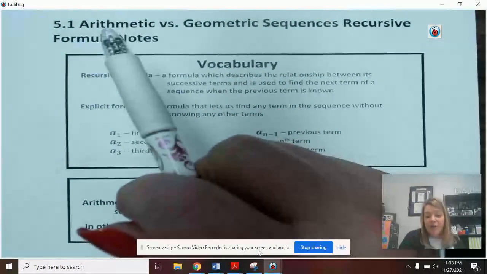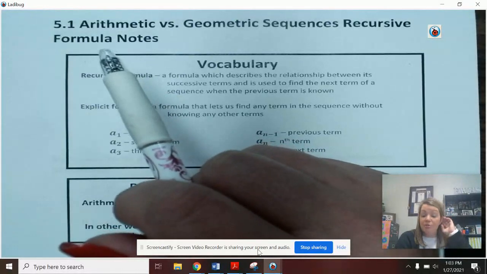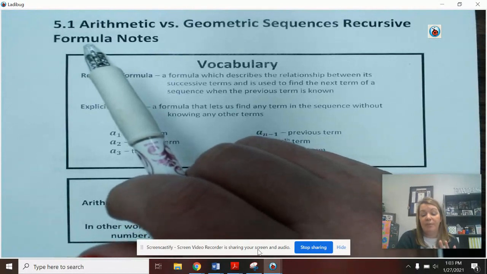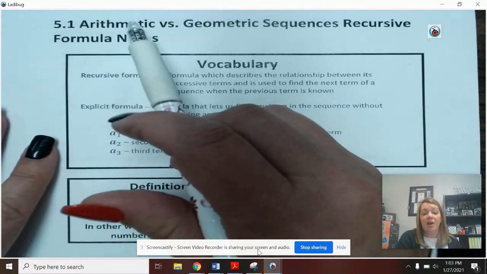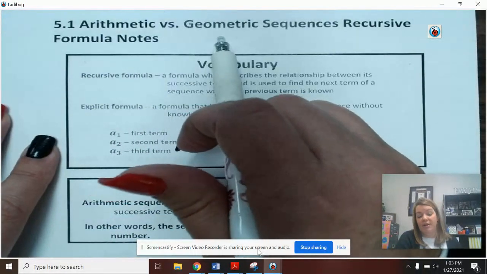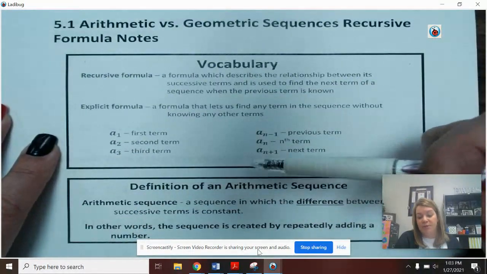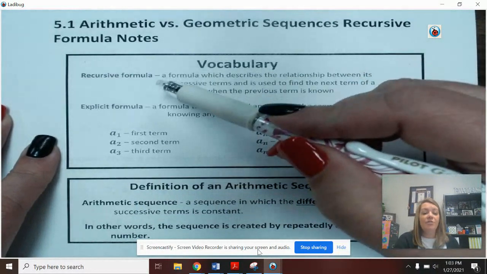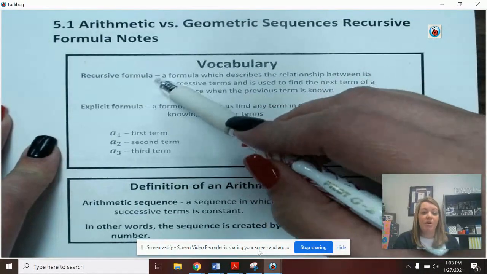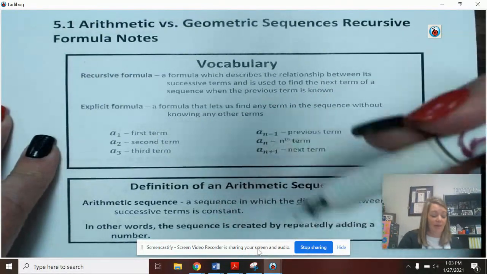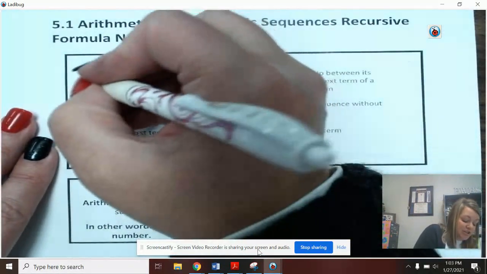So again, every section that we do in this unit, and there'll be 4, so we'll do 5.1, 5.2, 5.3, and 5.4, we will talk about arithmetic versus geometric sequences. And we're going to go over the difference between those today. And then there's also 2 different kinds of formulas. There's what's called the recursive formula, and there's the explicit formula. Okay, here's the definitions for both.